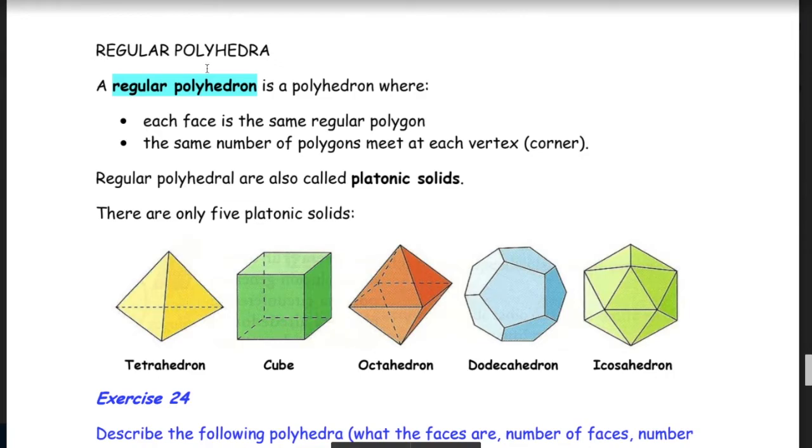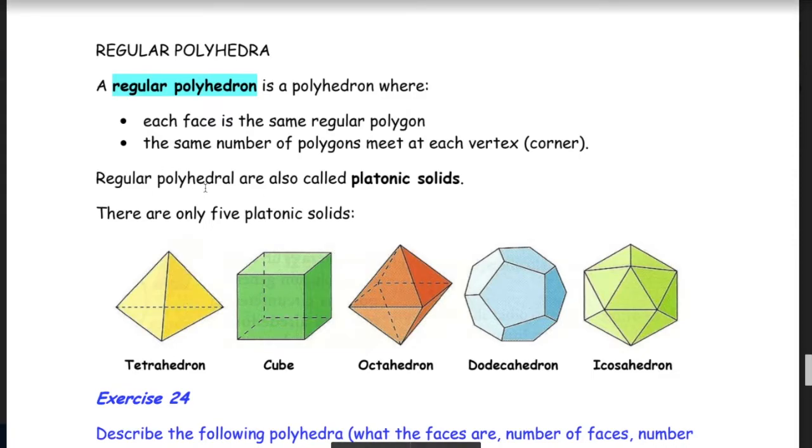Now, regular polyhedra. A regular polyhedron is a polyhedron where each face is the same regular polygon. So every face is the same shape. It's all triangles or squares, all the same. The same number of polygons meet at each vertex or the corner. Remember these corners.